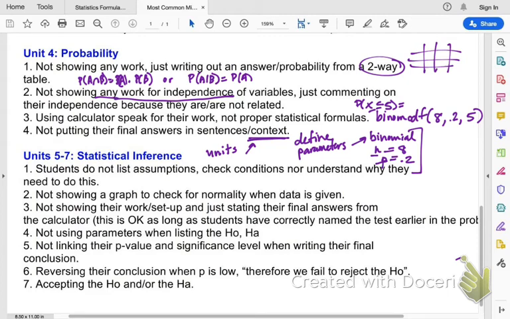And then for statistical inference, the mistake is that they don't list the assumptions, check conditions, nor understand why they need to do this. As I've been watching these AP videos, one of the teachers on there was saying, as predictions on what they think the AP test will have, that they don't really think they're going to make you check conditions because you have them listed in front of you most likely from your notes, but they're going to ask you why you need to check the conditions.